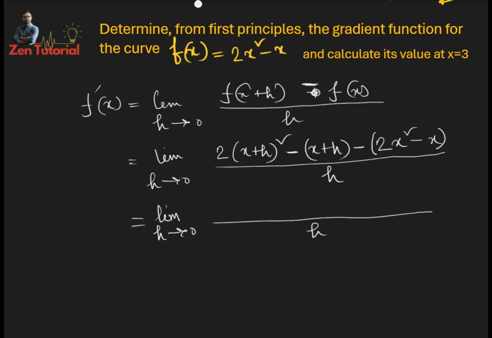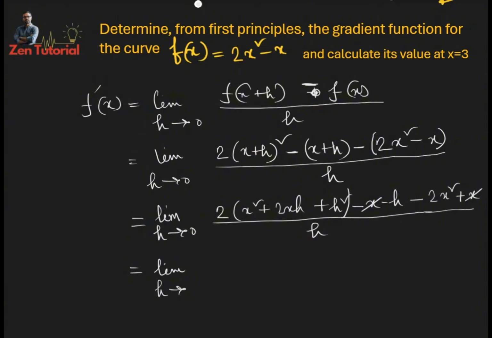If we use the basic rule of algebra, a plus b whole square, we could write down x square plus 2xh plus h square here, minus x minus h here, minus 2x square, and this will be plus x, right? And here will be a bracket. So this x cancels out.